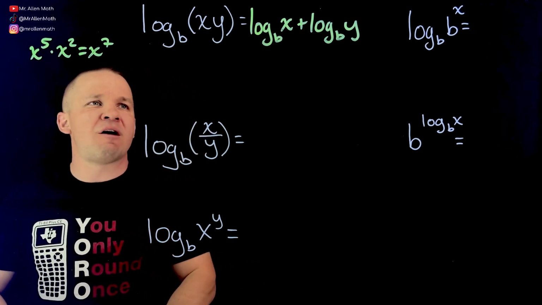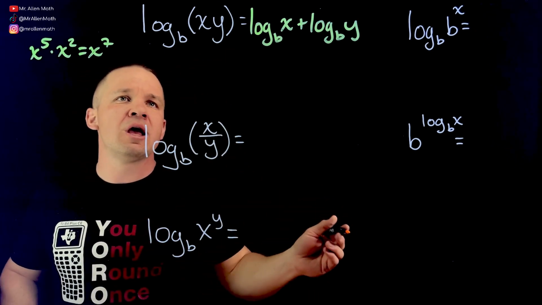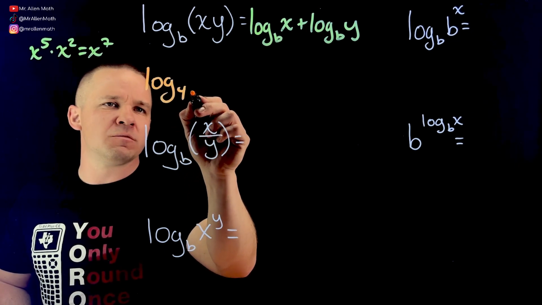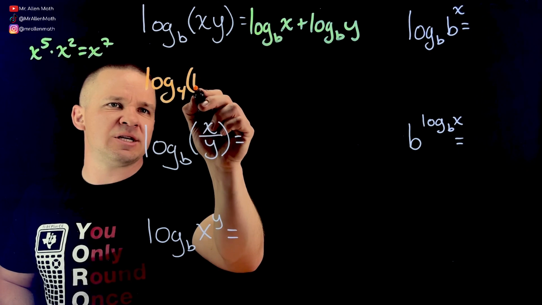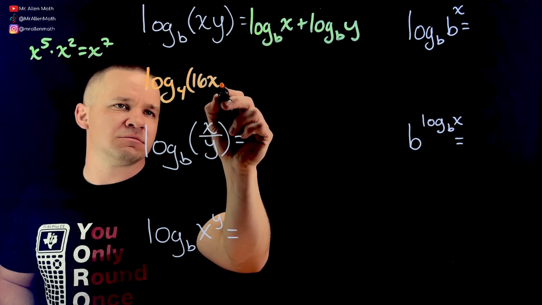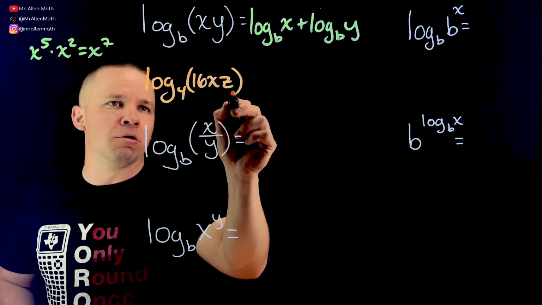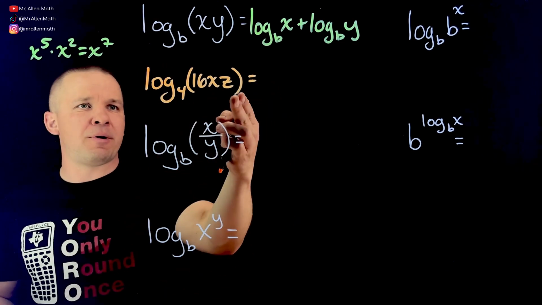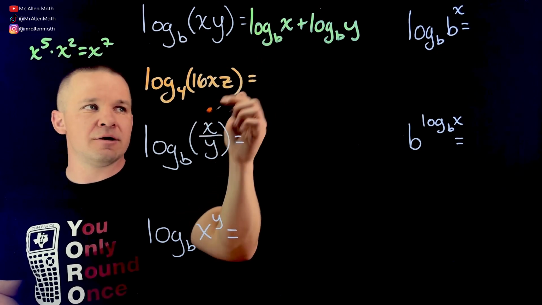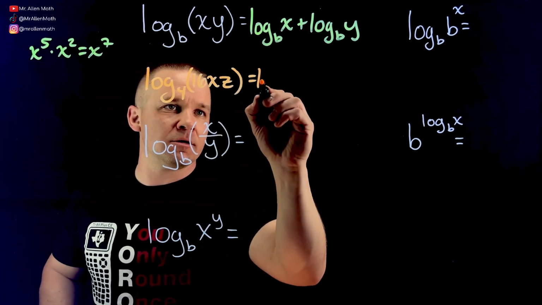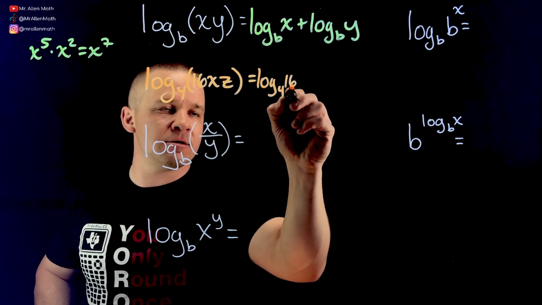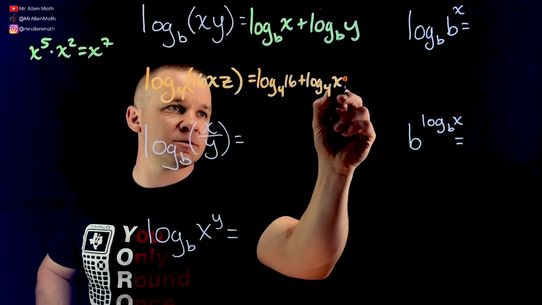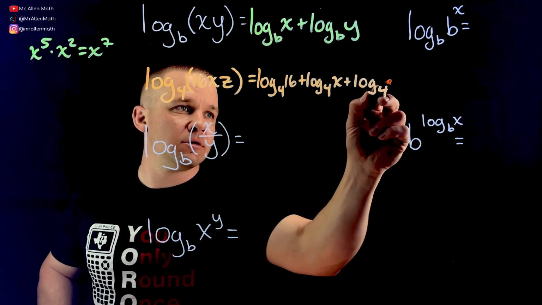Let's do a quick example. Let me just make one up off the top of my head. I'm going to go with log base 4 of 16xz. Well, I've got three parts here: 16, x, and z. So it's going to expand out. I'll have log base 4 of 16 plus log base 4 of x plus log base 4 of z.